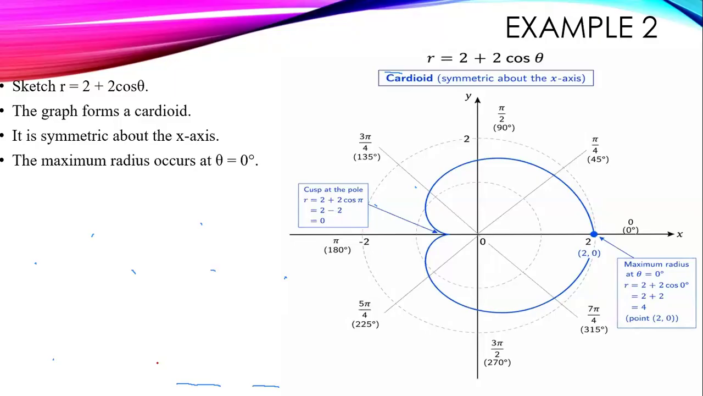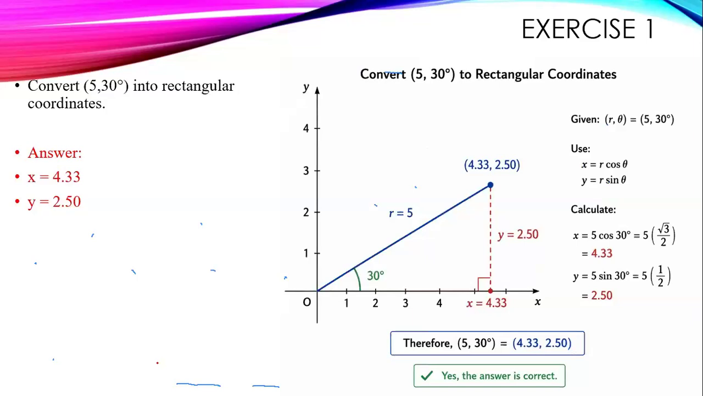Next, so we have to convert 5 and 30 degrees to rectangular coordinates. To convert these, we use formulas. So we are given our radius, we are given our angle, our radius being 5, our angle being 30. And we use the formulas x equal r cos theta, and y equal r sin theta. We substitute our values.